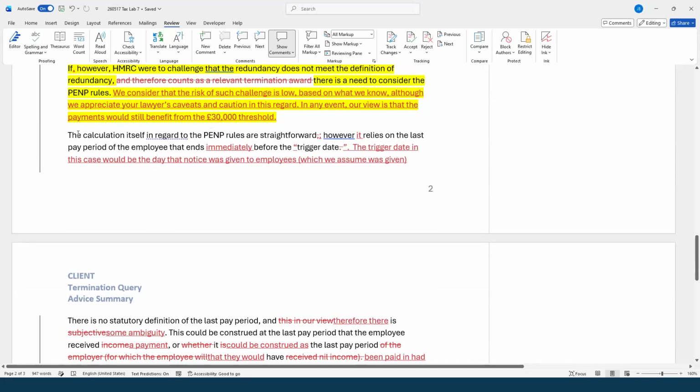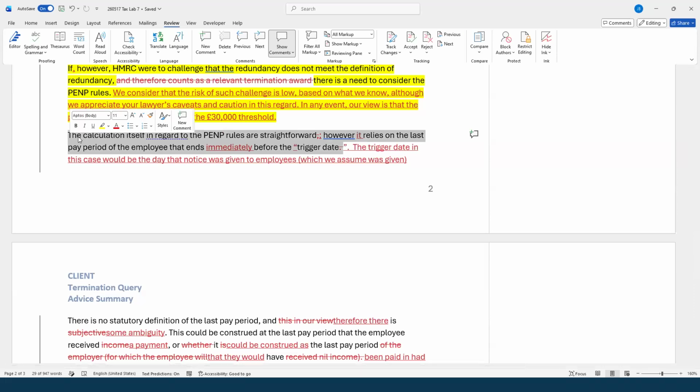Let's carry on. So the calculation itself in regard to the PMP rules is straightforward. However, it relies on the last pay period of the employee that ends immediately before the trigger date. Okay, so this is explaining now, and this is important because these three employees in question weren't paid anything for months before they were made redundant. It's saying that it relies on the last pay period immediately before the trigger date.